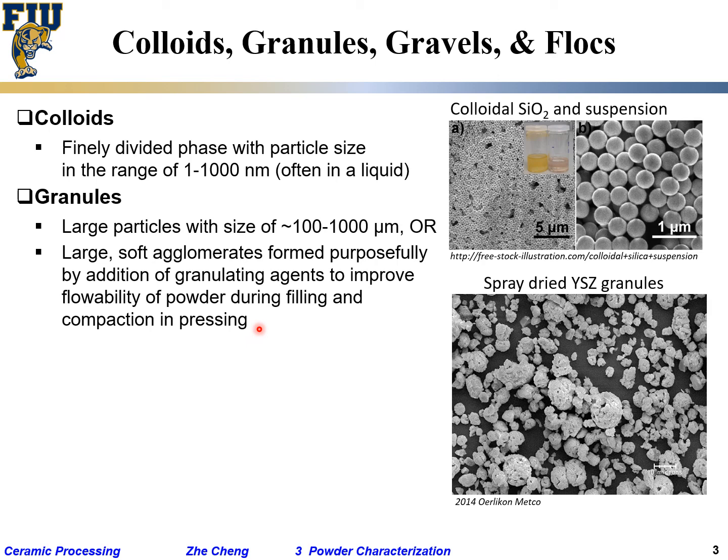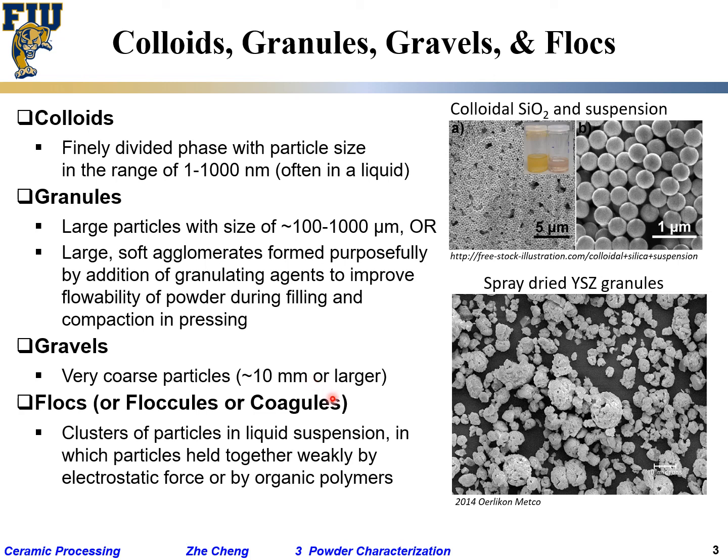What we will talk about later is that when the powder is too fine, it doesn't flow very well. Sand would flow very well, but your flour at home, you find it doesn't flow like sand. Why? Because the interaction between the particles is too strong and the powders are fine. They don't flow easily. And sometimes for industry production, you need them to flow very easily for uniformity purposes. Okay, gravels means really, really large particles, 10 millimeters or larger. Okay, flux, quite often something you form in a suspension, loosely held by electrostatic force or by organic polymers. These are called flux.